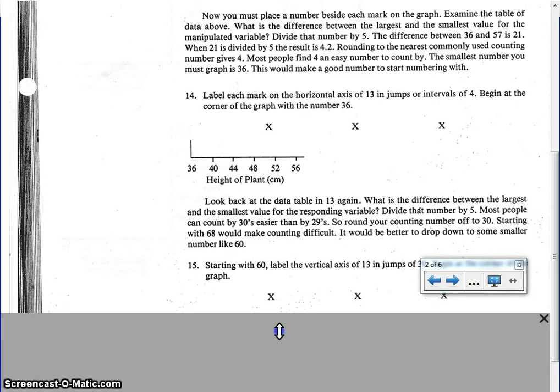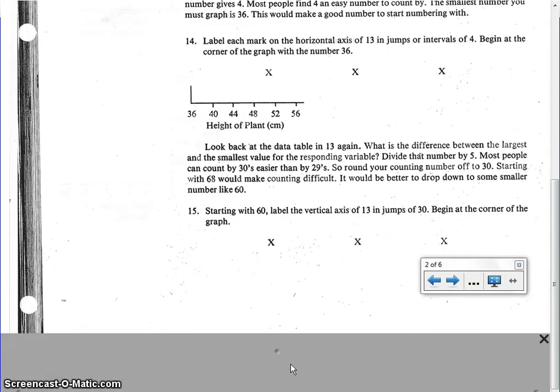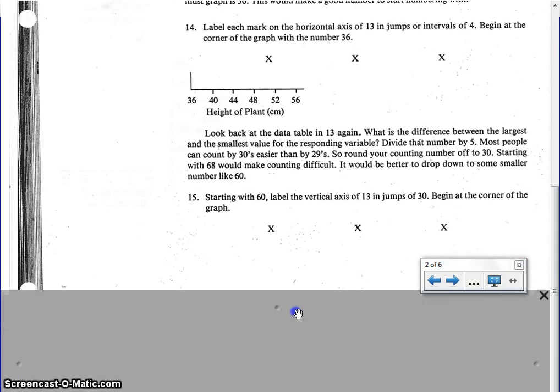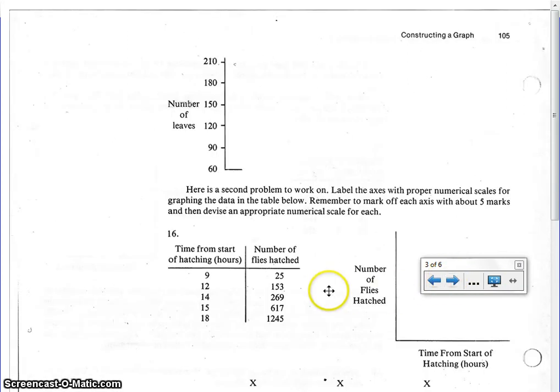All right, time. Okay, so this is what it should look like on your page. You should have 60, then go 90, 120, 150, 180, 210.